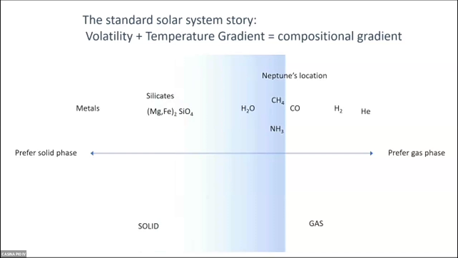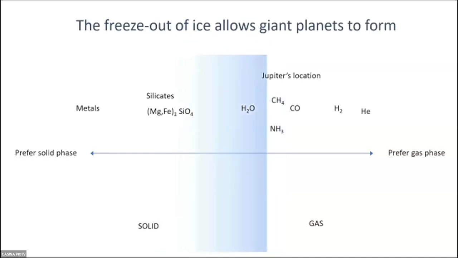And this story also has the nice characteristic that it also might explain the difference in location between the terrestrial planets and the gas giants, because when water ice freezes out, that makes a lot of extra solids for you to form a planetary core, which can then attract a gas envelope.